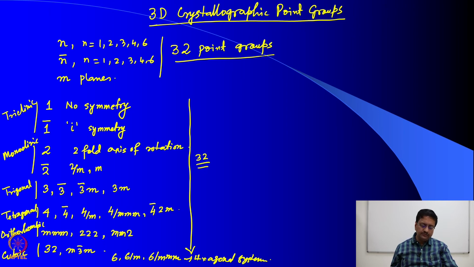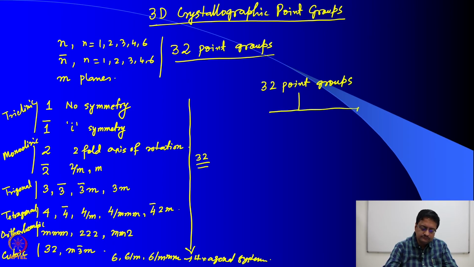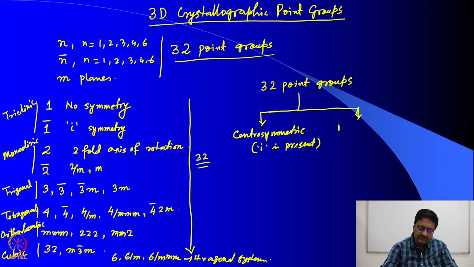So these 32 point groups can be divided in terms of center of inversion. If you have inversion symmetry, then we call it centrosymmetric. I is present. And the other one is non-centrosymmetric. That means inversion symmetry absent.